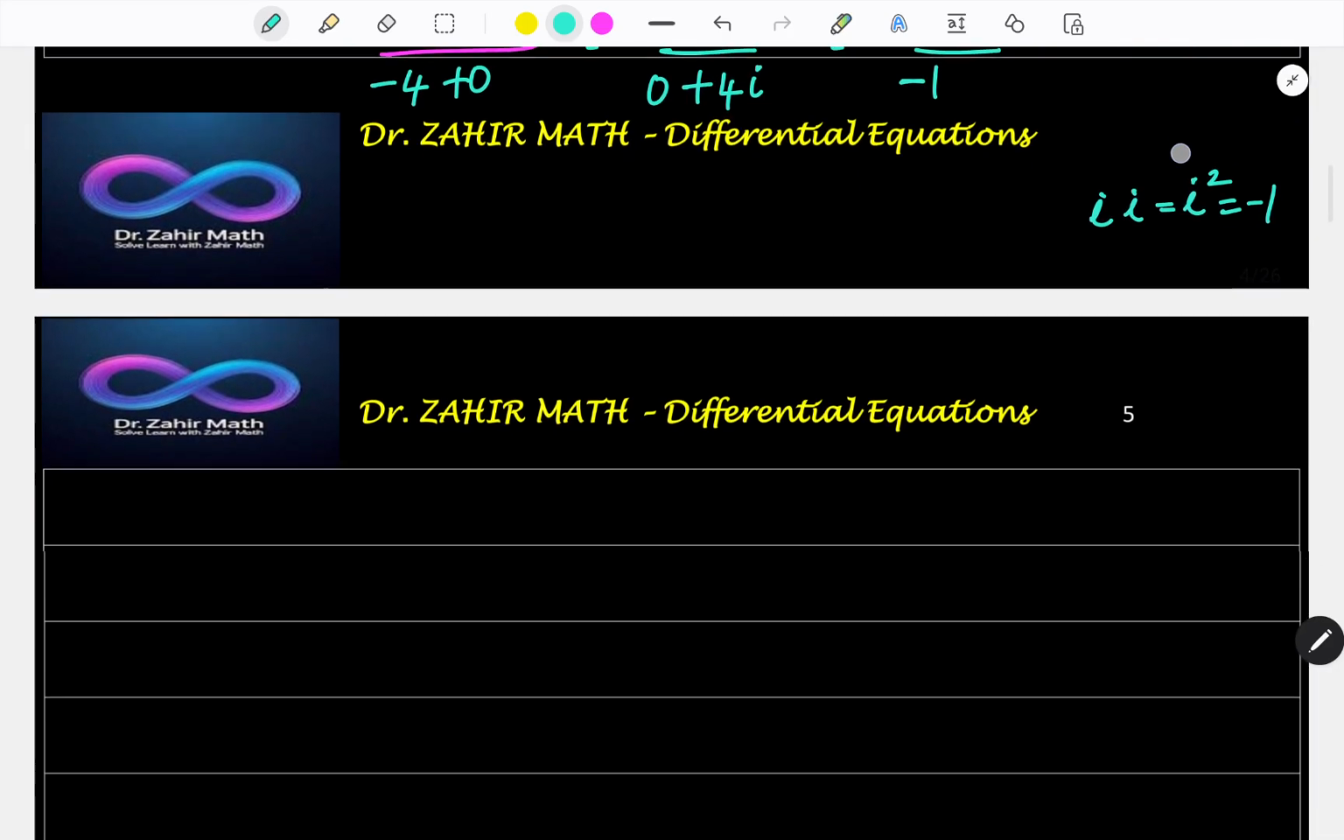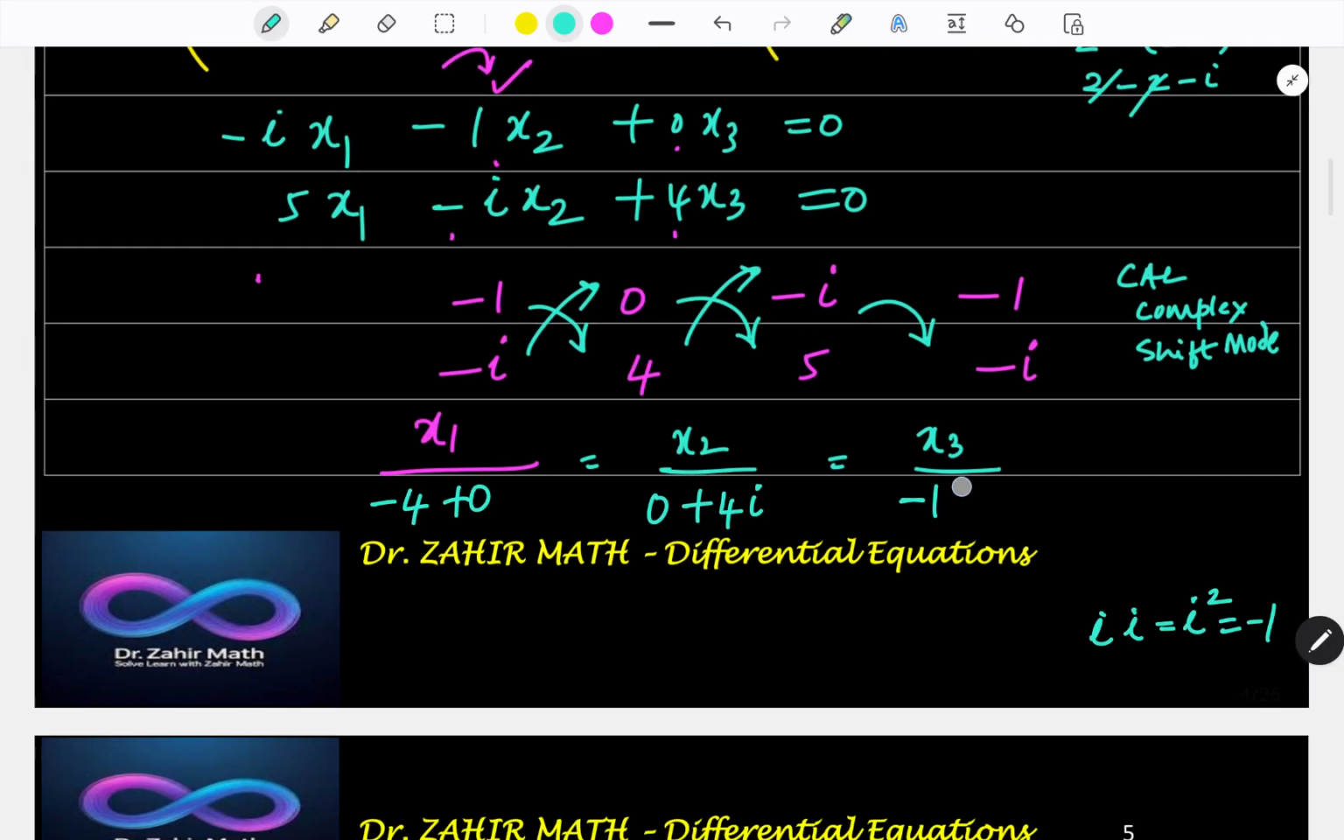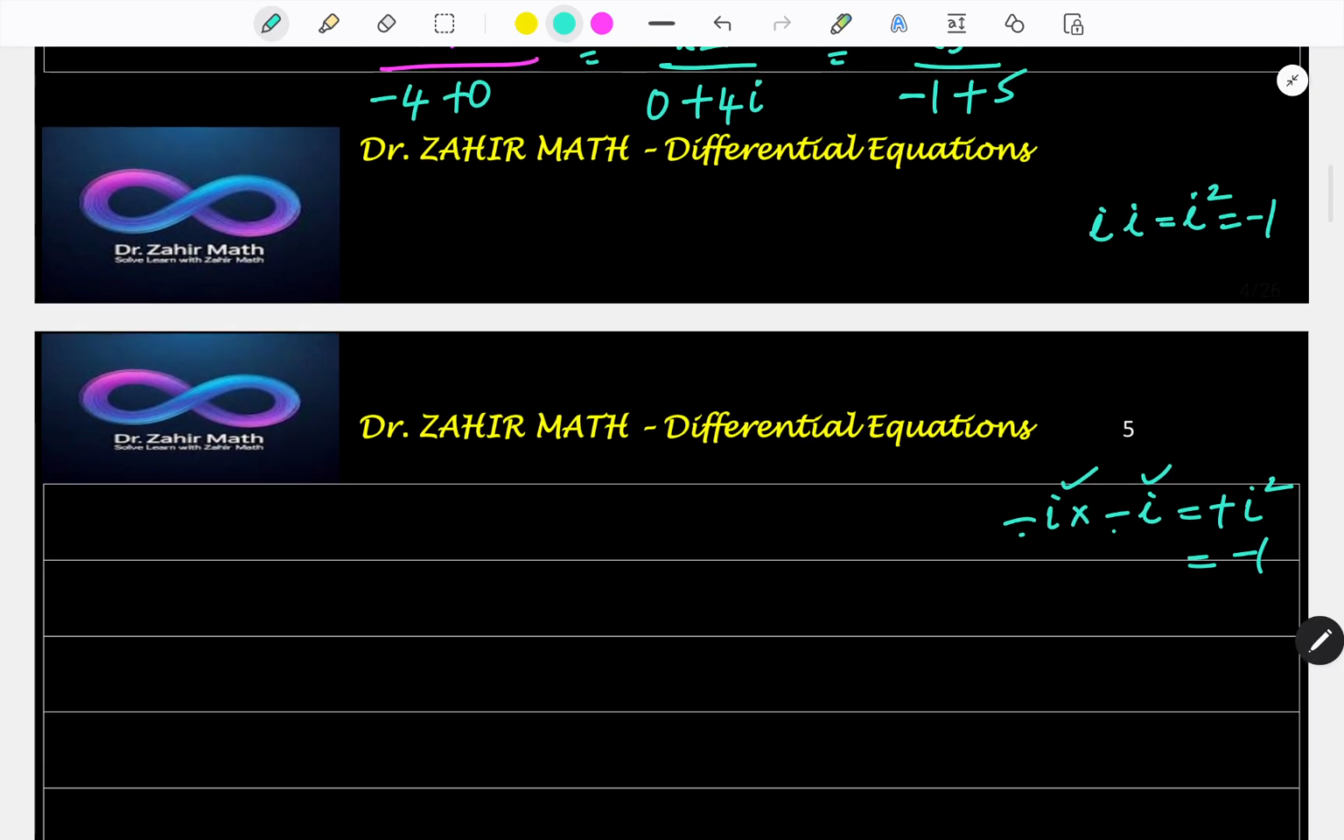Again I'll repeat. Minus i times minus i. Okay. Minus into minus is plus. i into i is what? i square. i square is what? Minus 1. Keep in your mind. So minus 1. 5 times minus 1, which is going to become what? Plus 5. Okay, right. So x1 divided by minus 4. x1 is not looking nice. x1 divided by minus 4 equals x2 divided by 4i and x3 divided by 4.